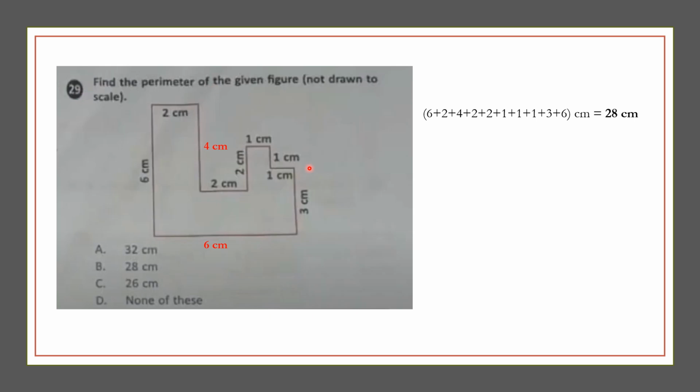Now let's calculate the perimeter. It will be 6 plus 2 plus 4 plus 2 plus 2 plus 1 plus 1 plus 1 plus 3 plus 6. So the total value is 28 centimeter, which is option B.